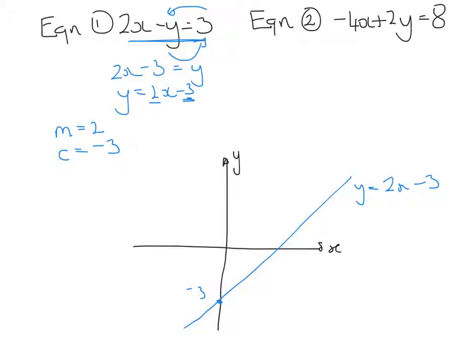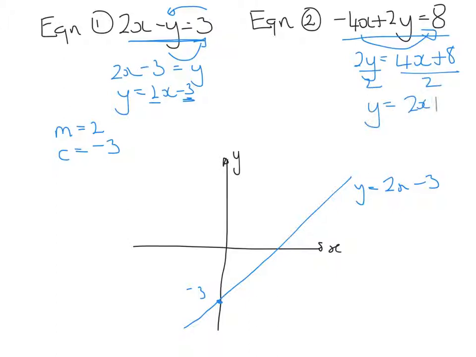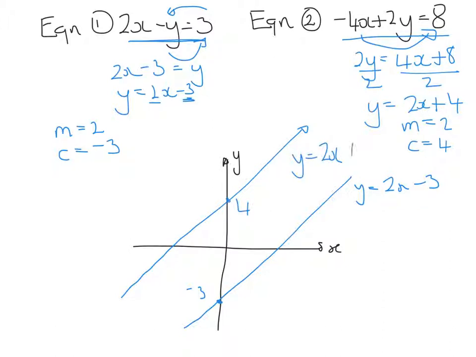Now, what about this equation here? Well, if I take that minus 4x onto the other side, I'll end up with 2y is equal to 4x plus 8. And if I divide both of these by 2, y will be 2x plus 4. That would mean the gradient would be 2 and the intercept would be 4. So my graph would go up here with an intercept at 4, and this would be the line y equals 2x plus 4, which is the same gradient as this line here.